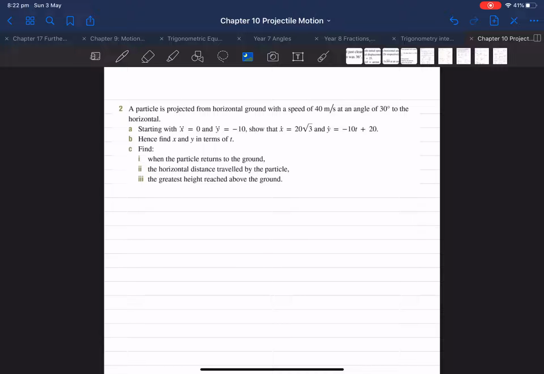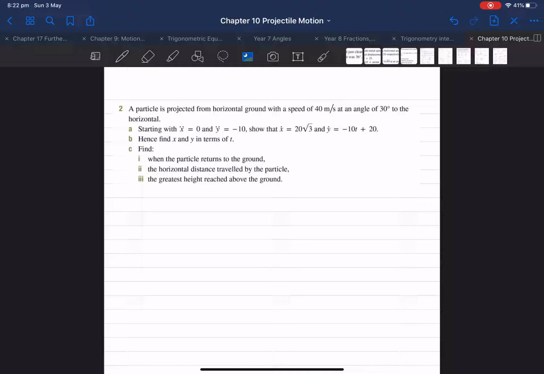Alright everyone, today I'm just going to do 4 questions related to projectile motion and use those formulas we derived the last lesson to help you understand how to solve questions like those projectile motion questions. Alright, so here's the first one, question 2 from exercise 10a.